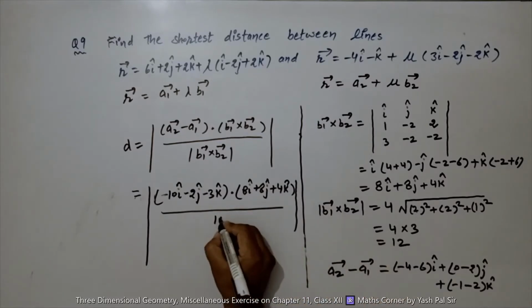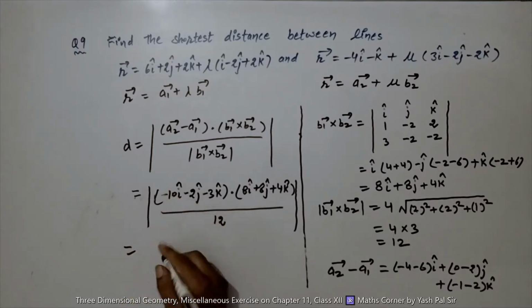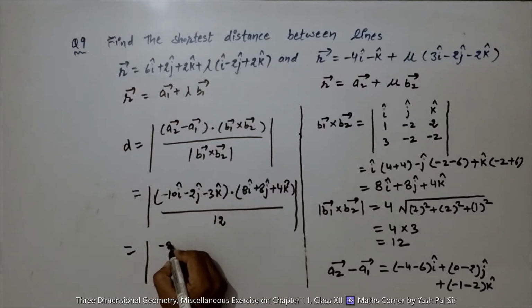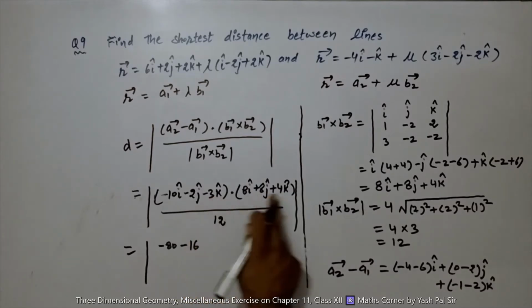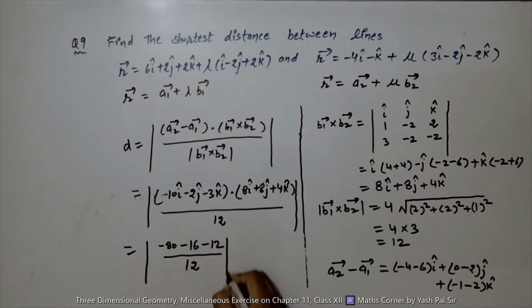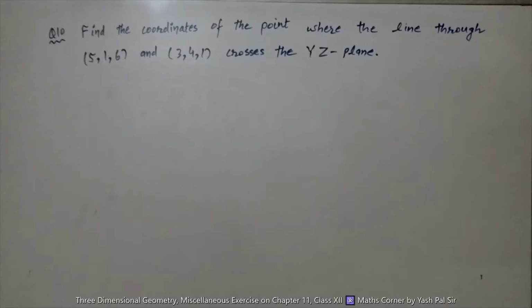divided by the magnitude of b1 cross b2, which is 12. So we say modulus of minus 10 into 8, minus 80, minus 2 into 8, minus 16, minus 3 into 4, minus 12, divided by 12. Because of this modulus sign, everything becomes positive. So we have 80 plus 16 plus 12, 108, divided by 12. So this is equal to 9.